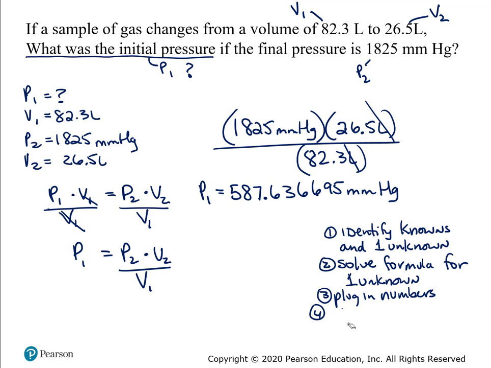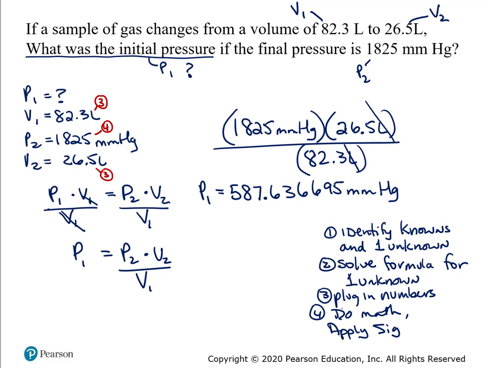So the last step, I do the math and then apply significant figures. Since this is all multiplication and division, I know I have to go by significant figures. Looking back up, 82.3 has 3 significant figures, 1,825 has 4, and 26.5 has 3. So I know I have to have just 3. Remember, the smallest number of significant figures in the problem.